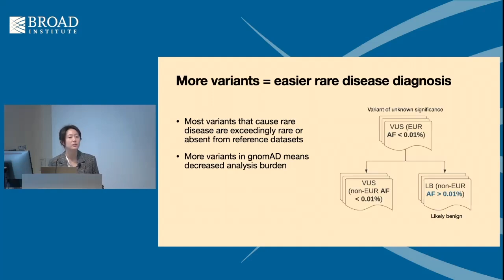So to expand on the previous analysis, we wanted to ask a very specific question. How many variants would look like variants of unknown significance if you looked at their frequency in European groups only? And of those variants, how many would move to likely benign based on their frequencies in diverse groups, in non-European groups?